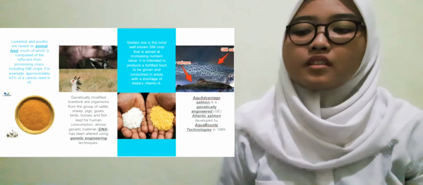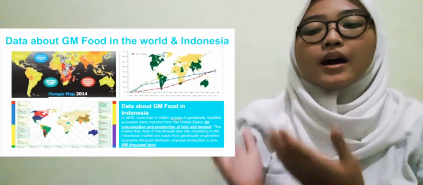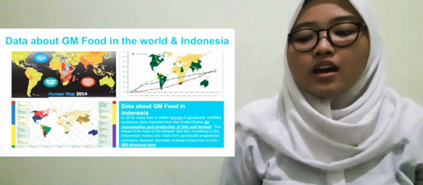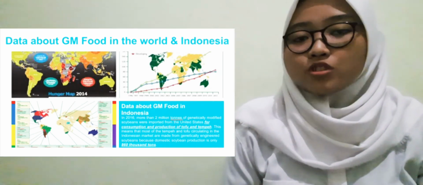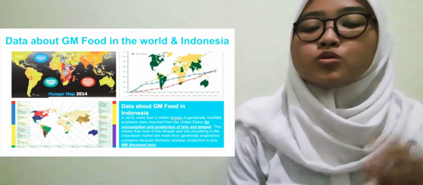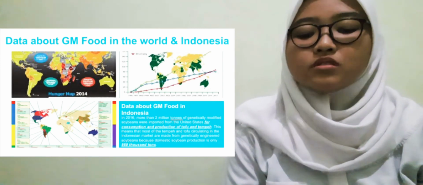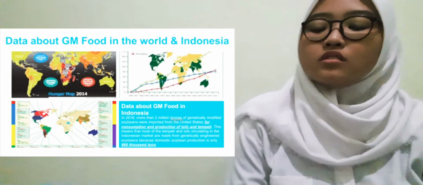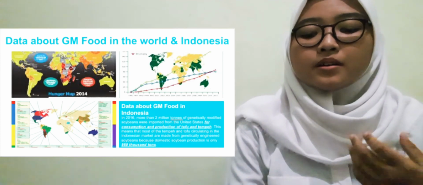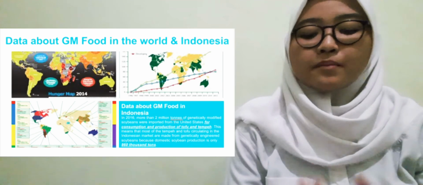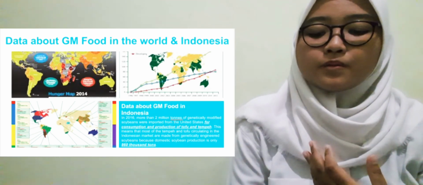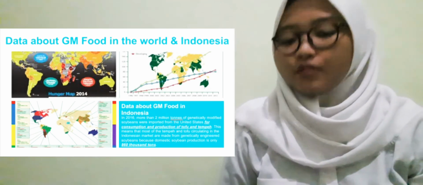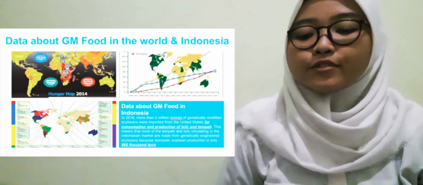1989. Next, data about GM food in the world and in Indonesia. Okay, on the top left is the Hunger Map 2014. On the top right, there is the global status of GM food. On the lower left, there are biotech crop countries and mega countries in the year 2014.